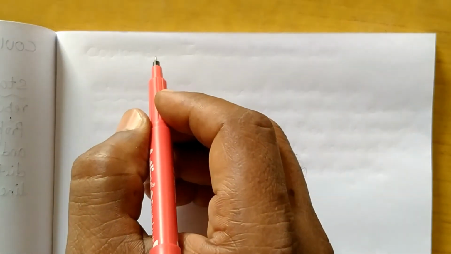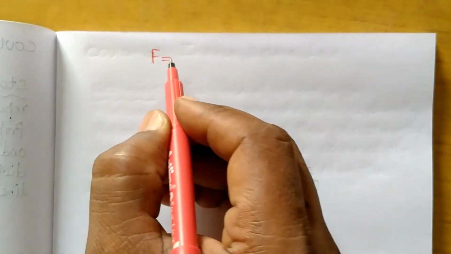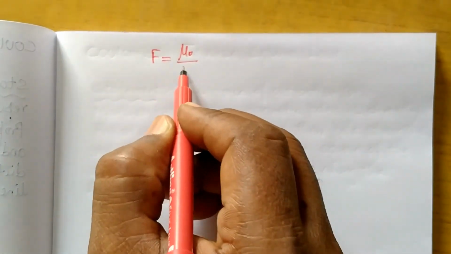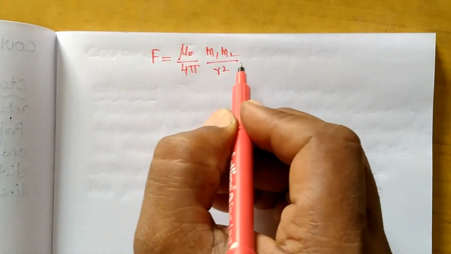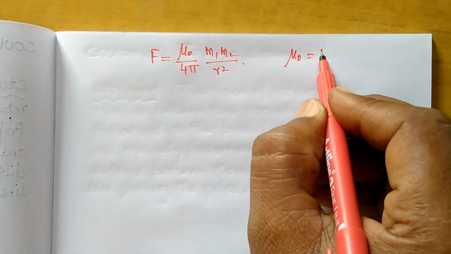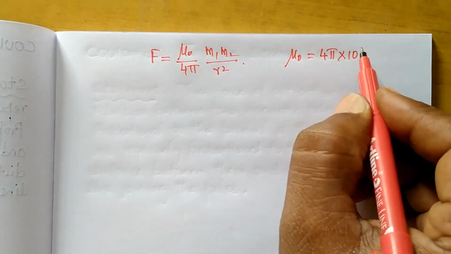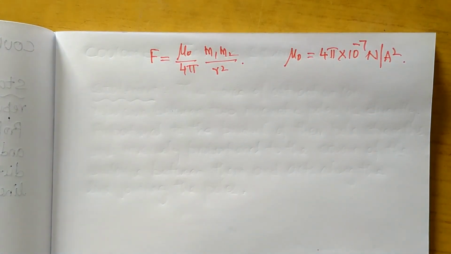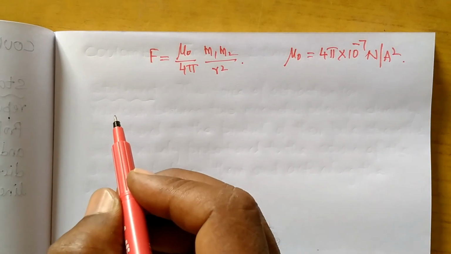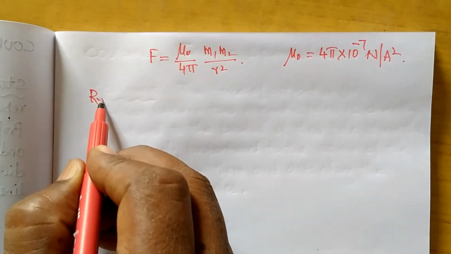Therefore, for free space, Coulomb's inverse square law is given as F is equal to mu naught by 4 pi m1 m2 by r square, where mu naught value is, as told earlier, 4 pi into 10 to the power of minus 7 Newton per ampere square. Now, since permeability depends upon the medium, for different mediums there will be different permeability values. Therefore, we have to define another term called relative permeability.